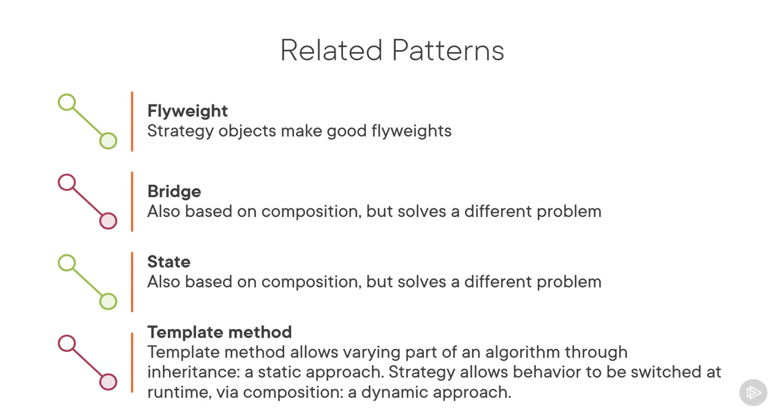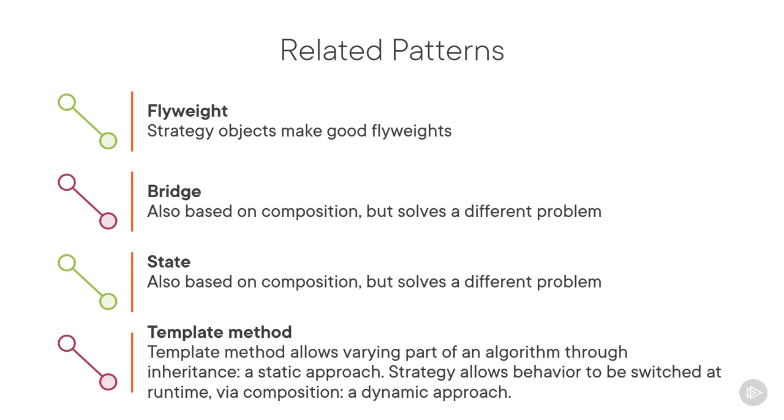Both are used to vary an algorithm. Template method allows varying part of an algorithm through inheritance, the subclass that implements the abstract base methods. It works at class level, so this is static. Strategy, on the other hand, is based on composition. By providing different strategies, the object's behavior can be altered. It works at object level, so it's dynamic. Behaviors can be switched at runtime.